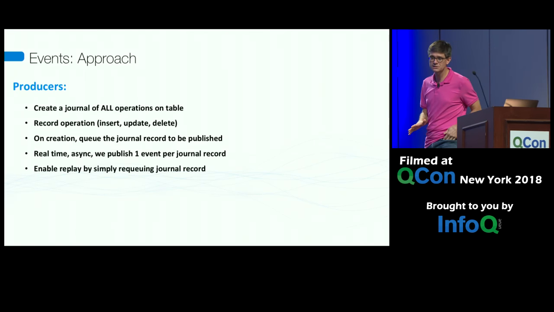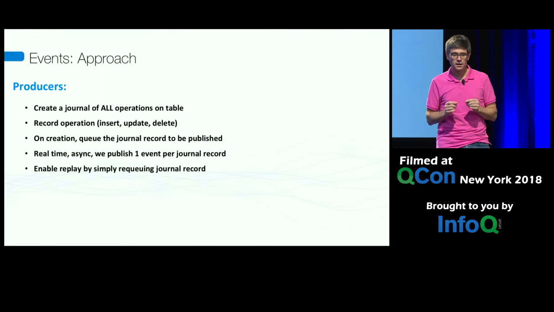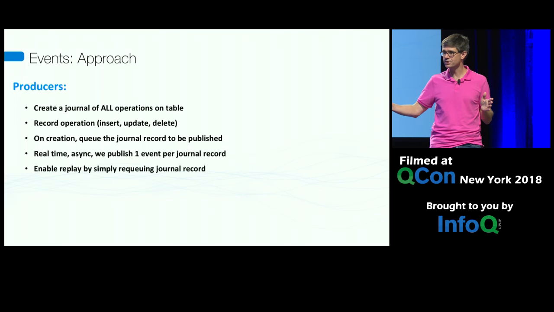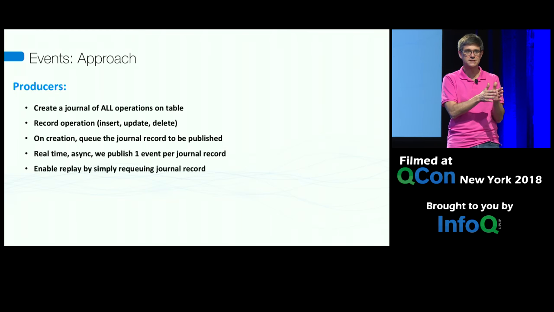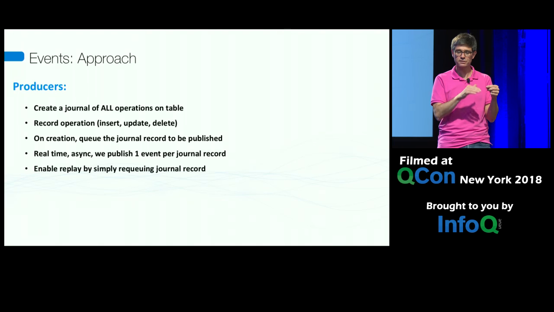So on the producers, we create a journal of all operations on the table. The journal basically just stores every insert, update, delete, along with the operation on that table. So we have a complete history of everything that ever happened. And so in the users table, you can think of the record in the users table as the current view of that user record. And then behind it, there'll be a journal users table, which has every single operation.